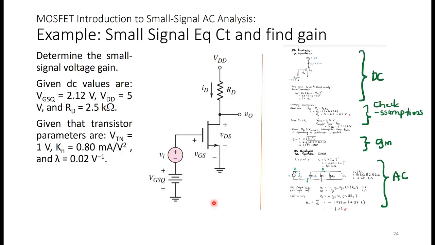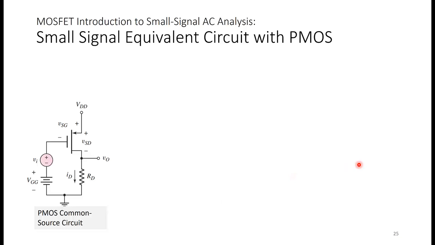We've done NMOS before, so we just wrap up this subsection. A PMOS common source circuit consists, of course, of a PMOS. But as we know, when it's a PMOS, we connect the source at a higher potential than the drain. So if we follow the same topology as the NMOS circuit, the source would be connected directly to VDD, and the drain would be connected to ground with RD in between.